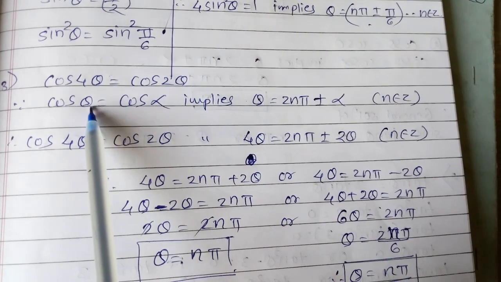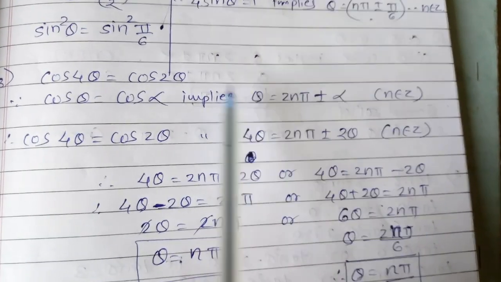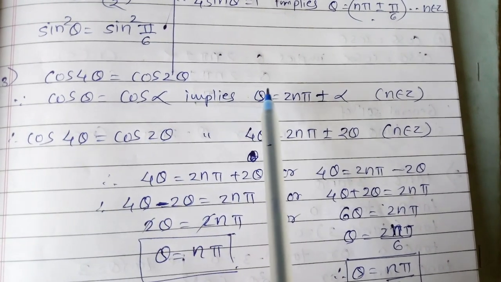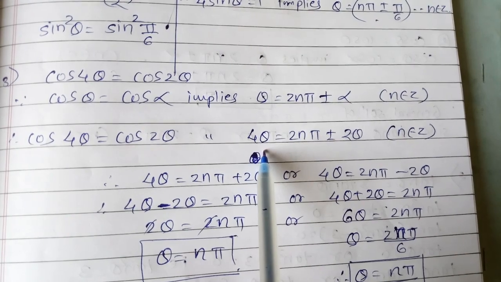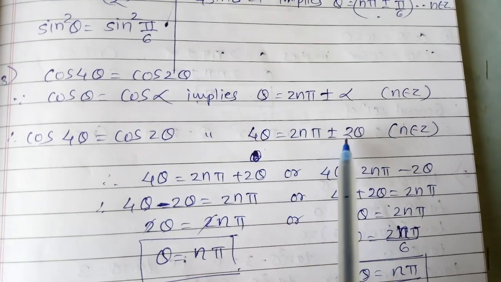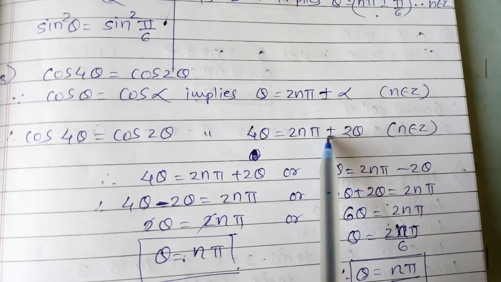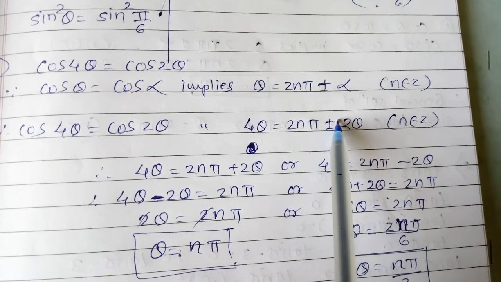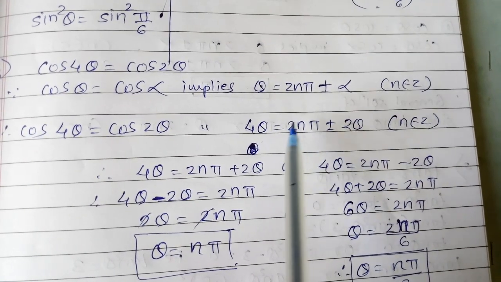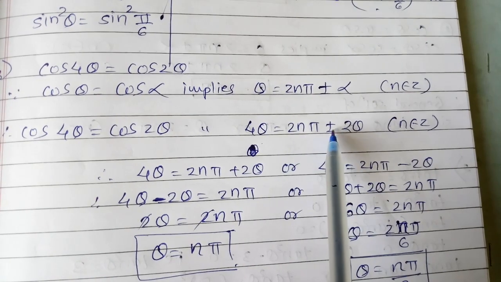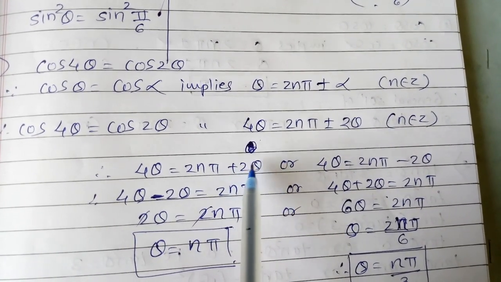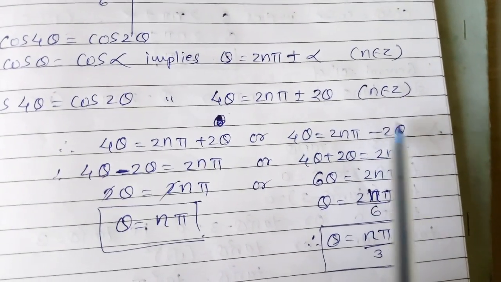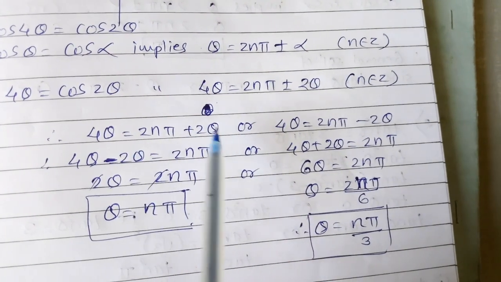Now see, whenever there is a theta we write here theta, and alpha is here, but now in this example instead of theta there is a 4 theta. So here we have to write 4 theta in place of theta and in place of alpha we will write 2 theta. Now there is a plus minus sign, so here we get the two answers. So first we take the plus sign and after that we take the minus sign. So 4 theta equals 2 n pi, only take the plus sign, that is plus 2 theta, and here we write the minus sign, that is minus 2 theta, and simultaneously we can solve.